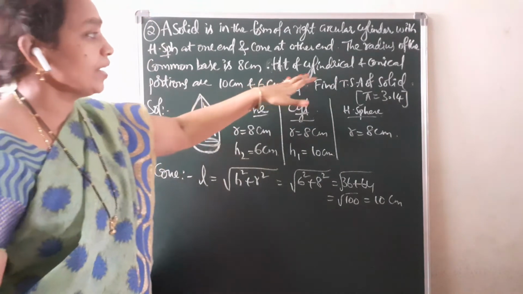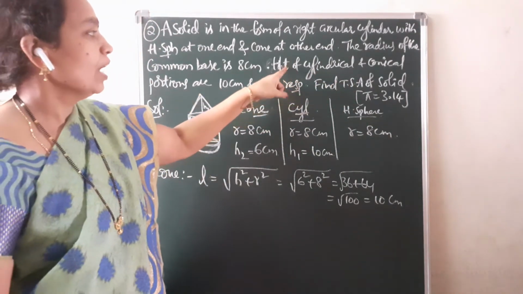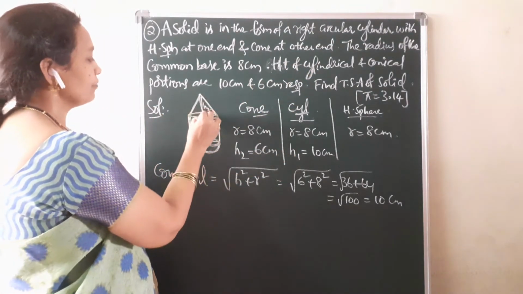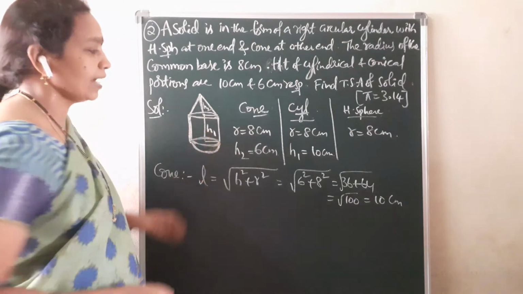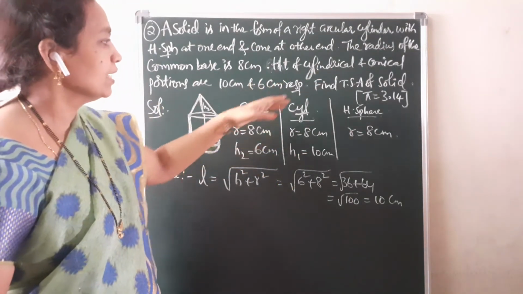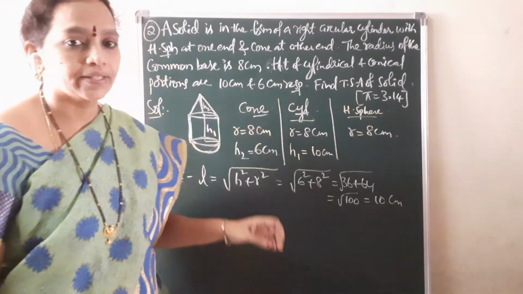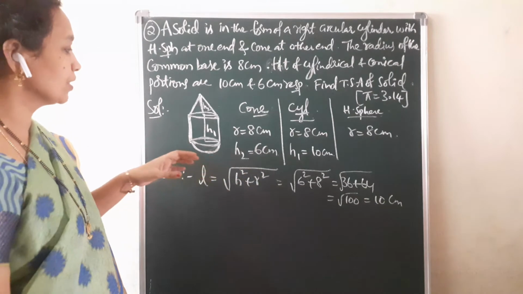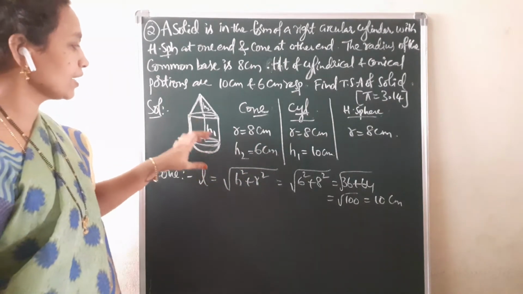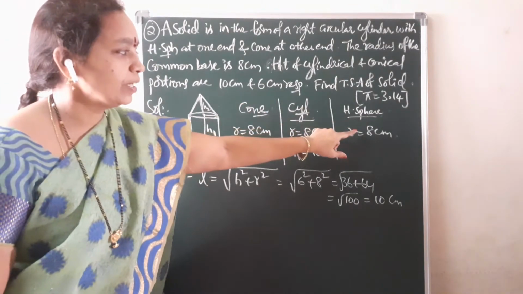Next, the heights of the cylindrical and conical portions are 10 centimeters and 6 centimeters respectively. Let them be H1 and H2, the different heights. The height of the cylinder is 10 centimeters and the conical portion is 6 centimeters. Then find the TSA of the solid, using pi as 3.14. The formulas required are: cone pi r l, cylinder 2 pi r h, and hemisphere 2 pi r square.